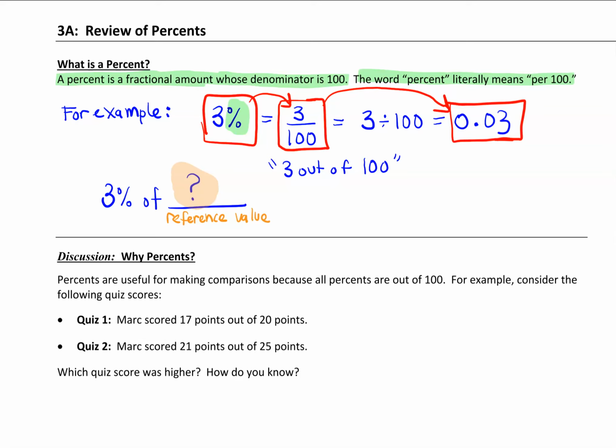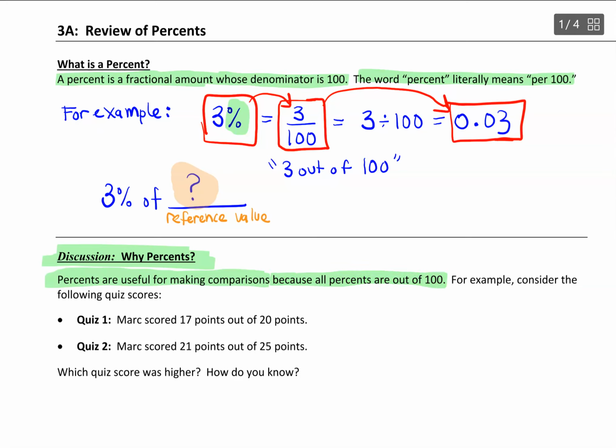Okay, so let's talk a little bit more about why percents. Why do we see percents everywhere? What's so special about them? Well, percents are useful for making comparisons. Why? Because all percents are out of 100.